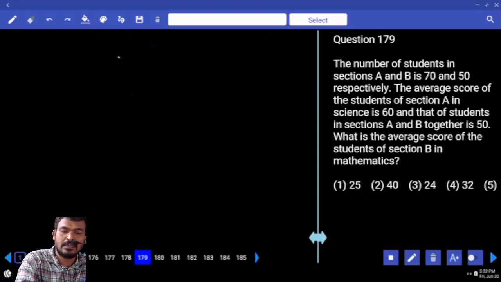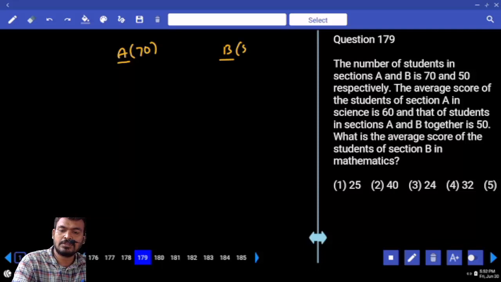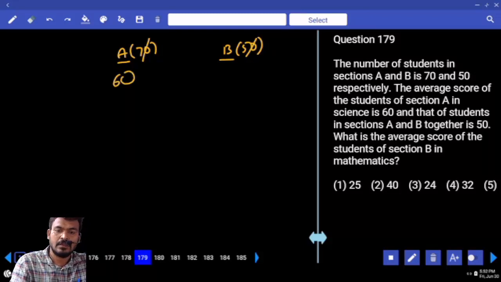First, section A, how many students are there? 70. Section B, 50 students are there. What is the ratio? 7:5. What is the section A average? 60. Section A average 60. But we require the section B average, or not? But together the average is how much? 50 or not?